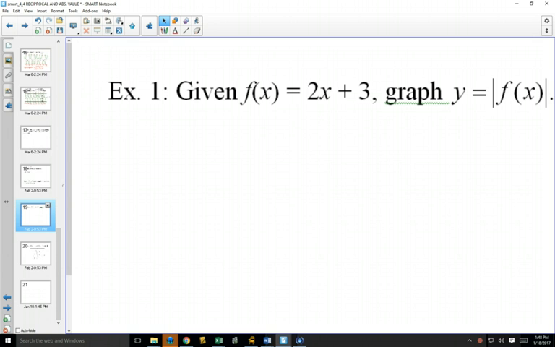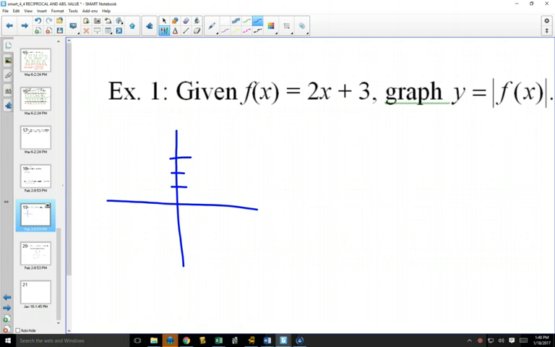So how hard is it to graph y equals 2x plus 3? Not hard. What do you know about it? You know that it has a y-intercept of 3, a slope of 2, so down 2 over 1, up 2 over 1, and there's the graph. The thing that's going to be important when doing the absolute value of this is we're going to want to find this point, the x-intercept.